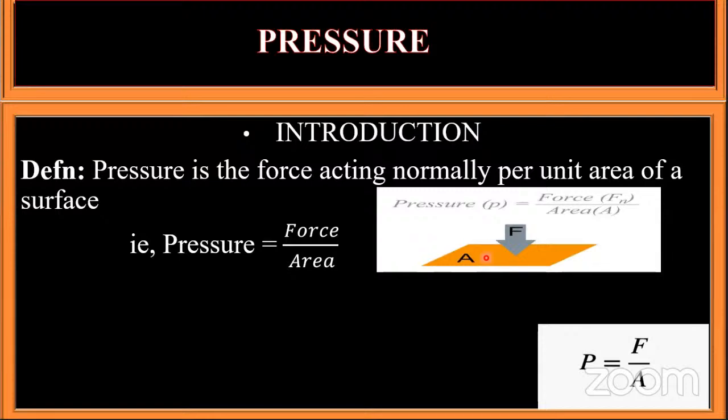So the force acting normally on anything is what we call pressure. Good. From this formula, pressure equals the force over area, somebody can even come up with the SI unit of pressure. Who can give us the SI unit of pressure?